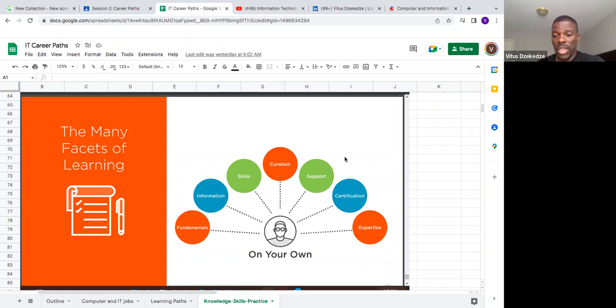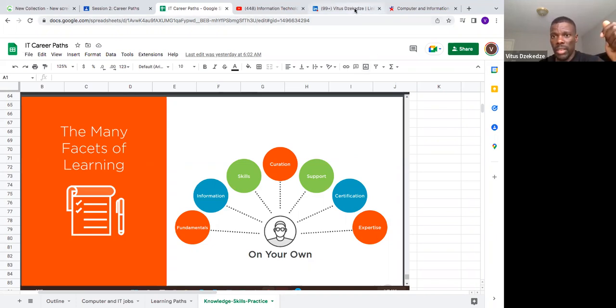Okay. Certifications, you don't actually have to go to school now to get your certification. You can even do your certification online. There are many ways that I can show you how to get certified online. Even on LinkedIn, LinkedIn has certifications that you can take. Okay. And it's going to be right there on your LinkedIn profile.